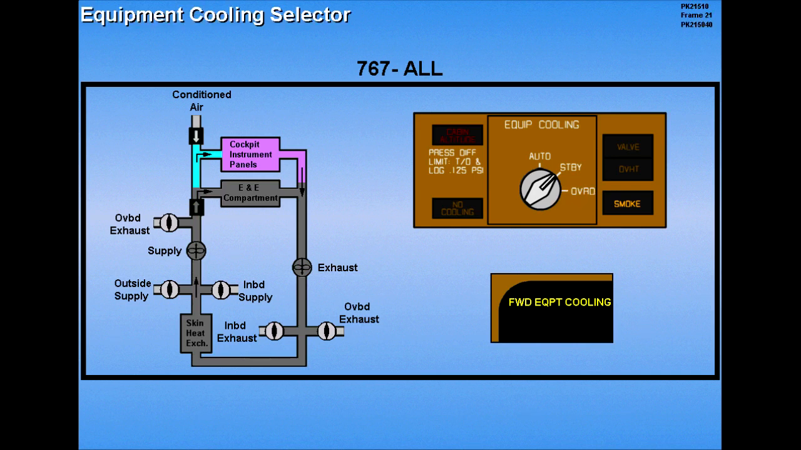Now click on the selector to select the override position. Override operation changes the source of cooling to the pressurization system. With the overboard exhaust valve open, differential pressure causes the conditioned air to flow across the electrical equipment before being exhausted overboard. The smoke light will extinguish when the smoke has cleared from the system.